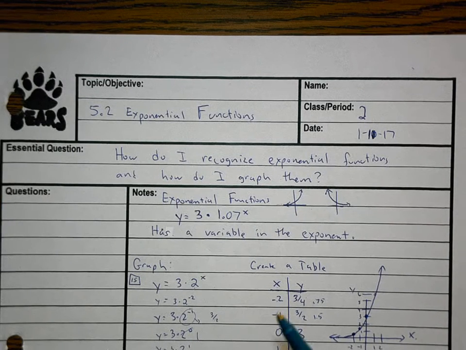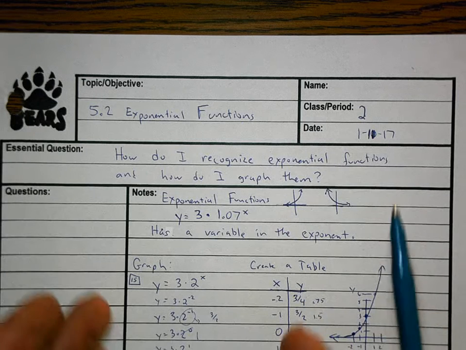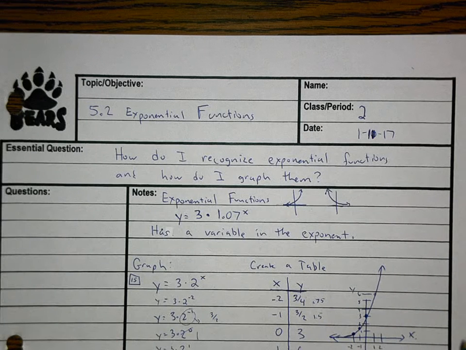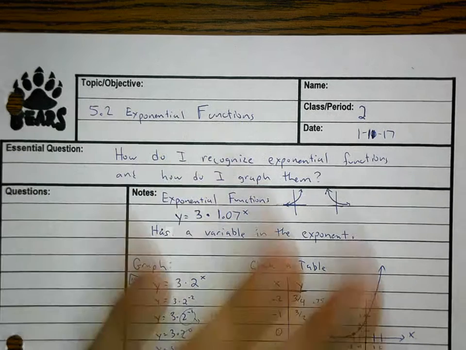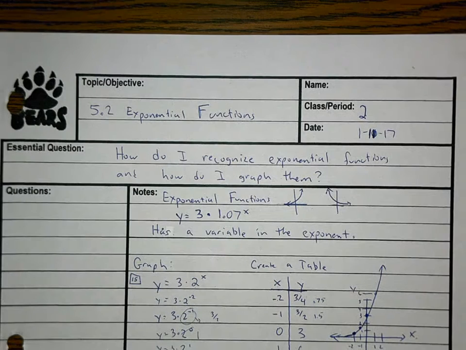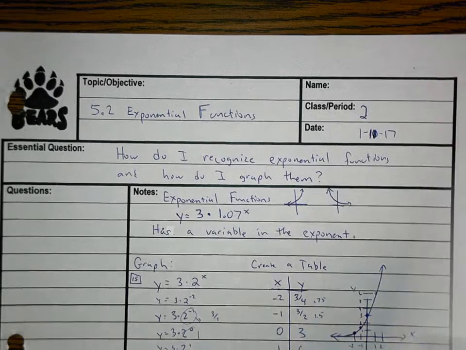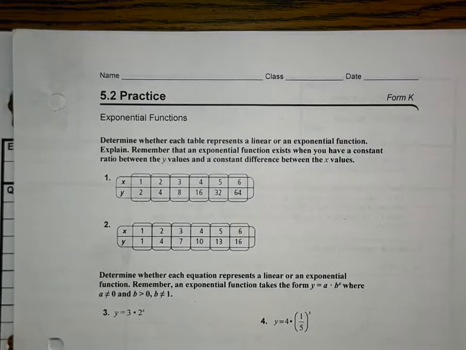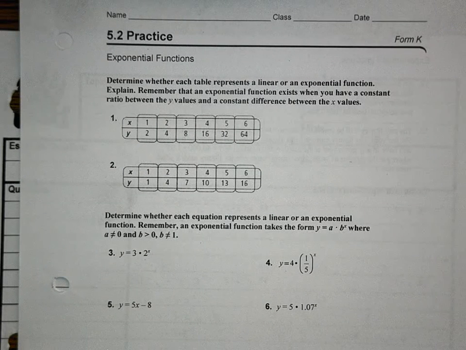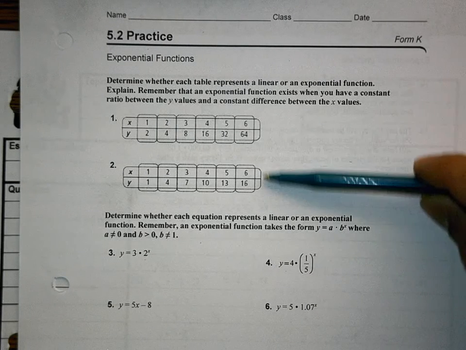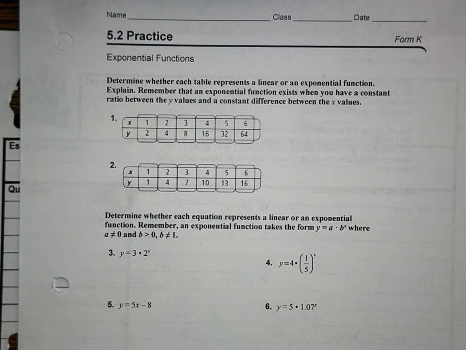And I just wanted to highlight a few things because we took notes on this stuff. And I want to make sure that you remember what we talked about before you start your 5.2 worksheet. Your 5.2 worksheet is going to look a little different or the same as what you've been seeing before. You're going to have tables and you're going to have equations.